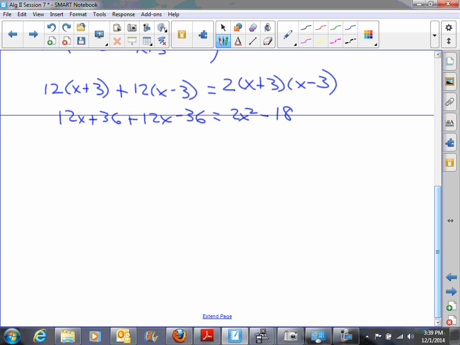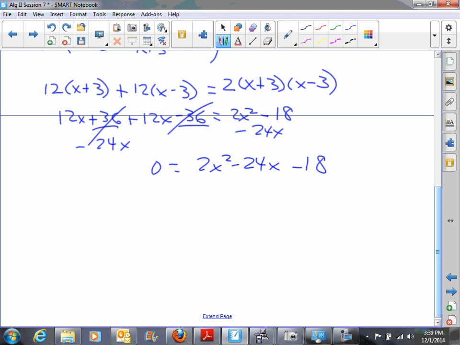If you had trouble with that, stop and do the math yourself. I'm sure you'll be able to get it. Now, this is a quadratic equation because we have an x squared that doesn't look like it's going to go away, so I'm going to move everything to the same side. Well, first of all, plus 36 minus 36, those go away. And so I have 24x on the left-hand side. I'm going to subtract 24x from each side. I get 0 is equal to 2x squared minus 24x minus 18.